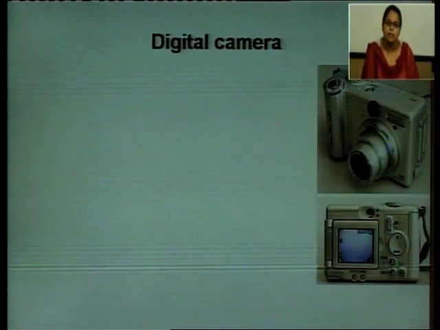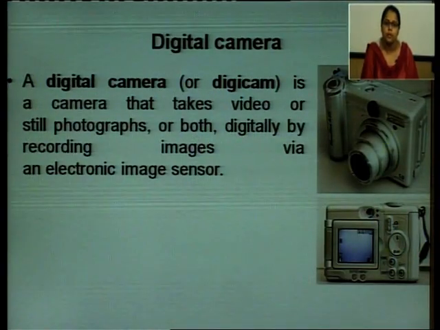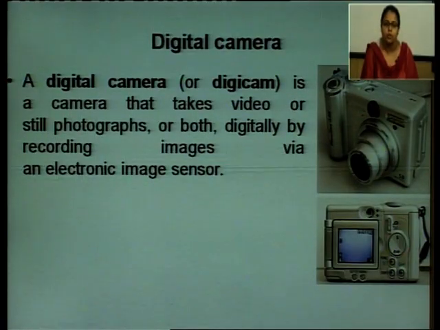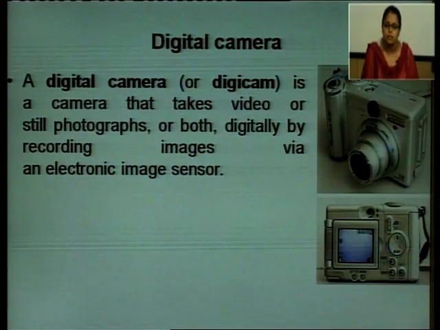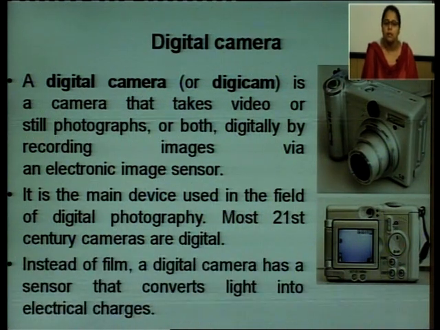Next input device is the digital camera. It is also called digicam. It is a camera that takes video or still photographs or both digitally by recording images via an electronic image sensor. It is the main device used in the field of digital photography. Most 21st century cameras are digital. Unlike a conventional film camera, in a digital camera an image sensor is used that converts light into electrical charges.